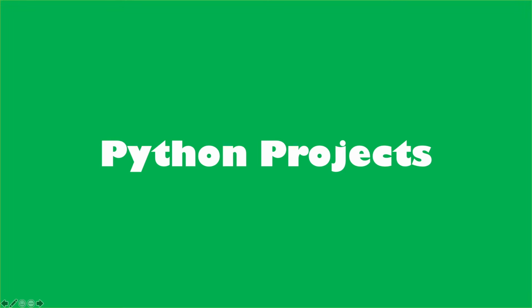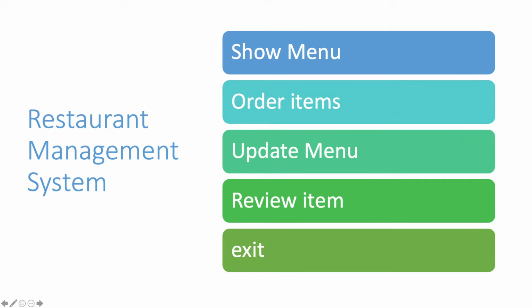In this video we are going to develop a restaurant management system. As you can see at the right side, this project will have these 5 options: show menu, order items, update the menu, and even customers can give the review or the rating as well. And finally, using the fifth option, the user can exit from the application.